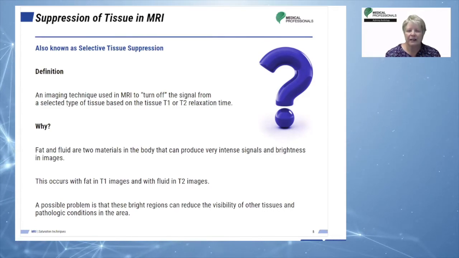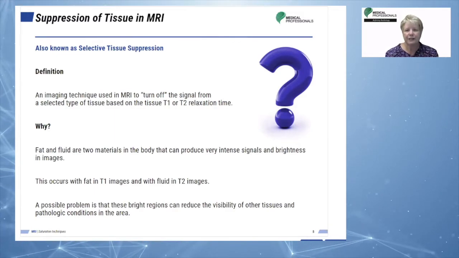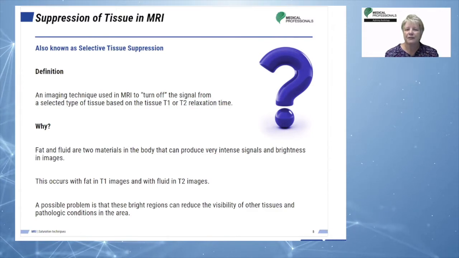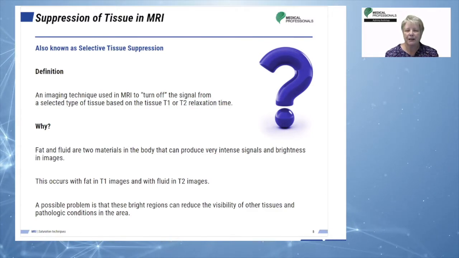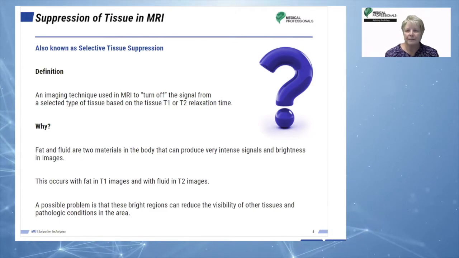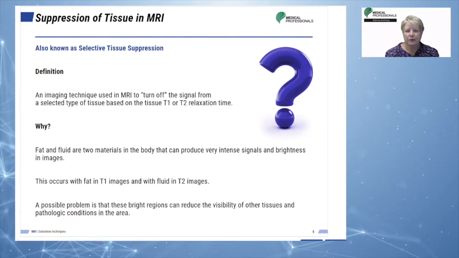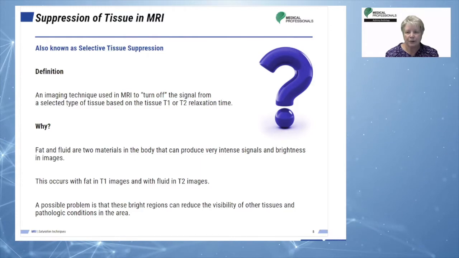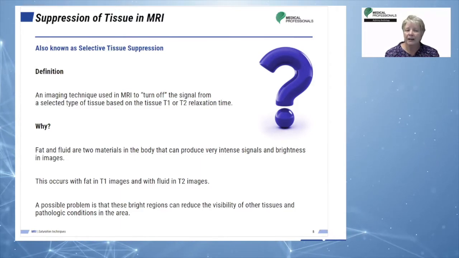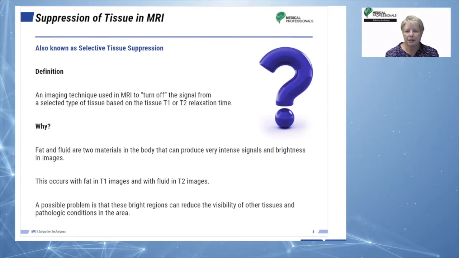In MRI, during T1 and T2 relaxation, different tissues have a different relaxation time. For this reason, during a T1 sequence, fat will appear bright. During a T2 sequence, fluid will appear bright. When the suppression techniques are used, the brightness or intense signal can be removed or diminished so that it's not so apparent on the image.